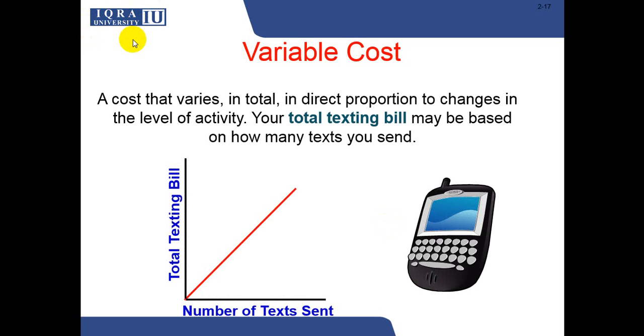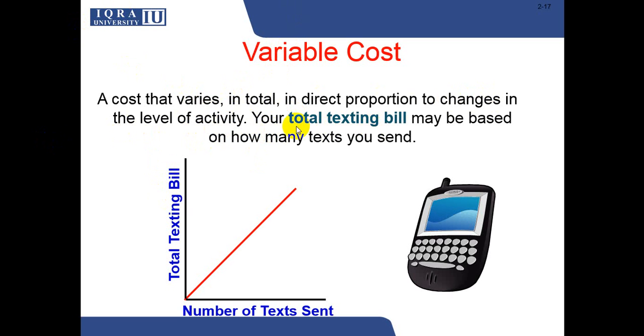Variable cost. The total amount of variable cost increases in proportion to the increase in an activity. The total amount of a variable cost will also decrease in proportion to the decrease in an activity. It means if I am producing more units, my cost will be more. If I am producing fewer units, my cost will be less. A cost that varies in total in direct proportion to changes in the level of activity. As I've told you, it's based on the level of activity.